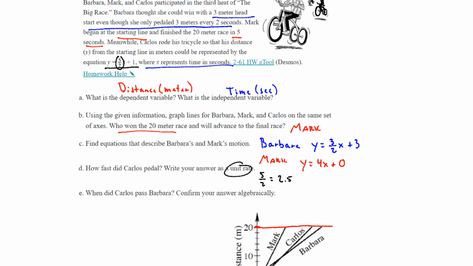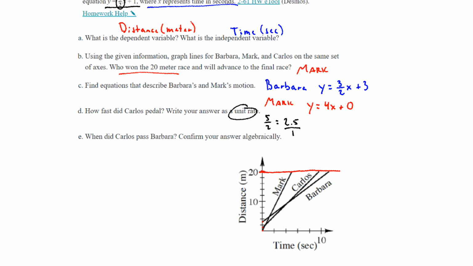And how fast is that? Well, that's your rate of change. It's over 1. So 2.5, your y value is meters, and your x is seconds, so y is in meters, x is in seconds. So that would represent 2.5 meters per second. And that's what we call unit rate, where it's over 1.